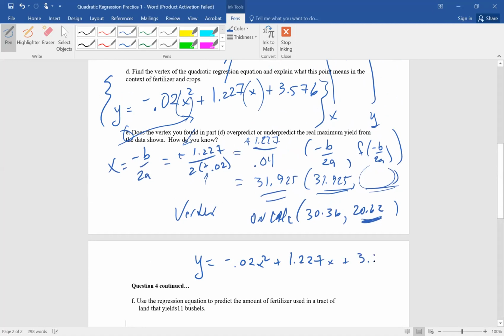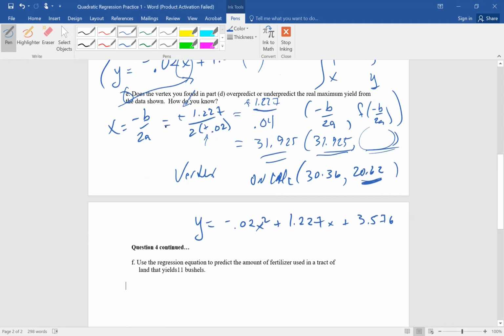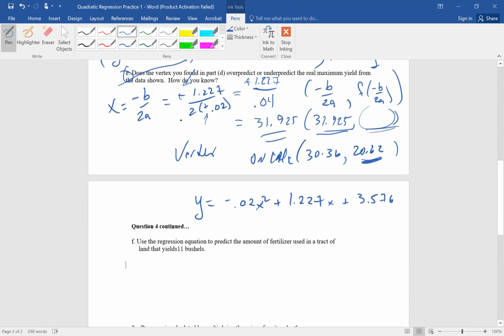Again, I know I've said it a bunch of times, but make sure you know that how you round will depend on how accurate your answers are. And if you round differently than myself or the calculator or somebody else, a friend or whatever, your answers will be different too. So part F here says use the regression equation to predict the amount of fertilizer used in a tract of land that has 11 bushels.